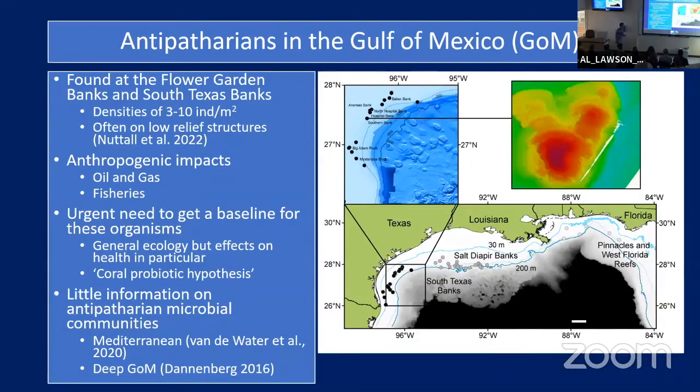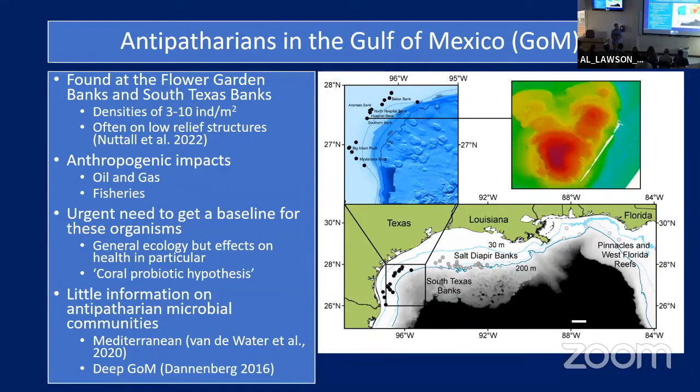And these lower relief structures, being about 1 to 2 meters off the seafloor, are actually pretty vulnerable to anthropogenic impacts. In particular, oil and gas exploration, as the first talk showed, Deepwater Horizon was not ideal for deepwater coral communities, but also in South Texas banks fisheries, there's fairly high trawling effort for shrimp. So abrasion damage can also occur in these environments to these corals. So there's an urgent need to get a baseline understanding of the health and ecology of these organisms.